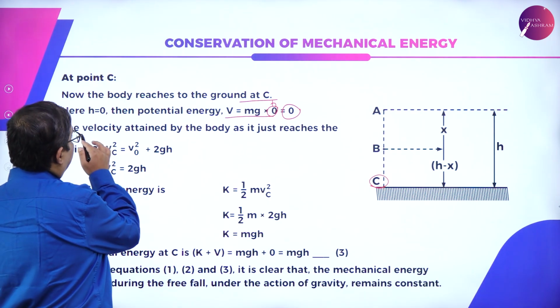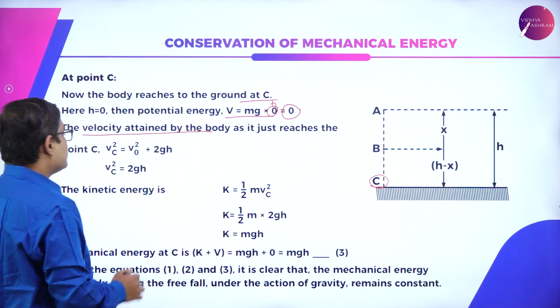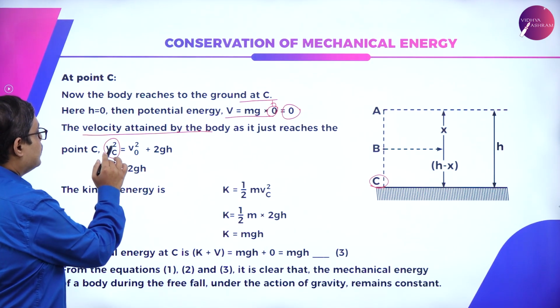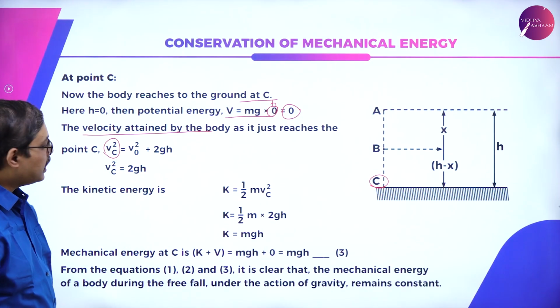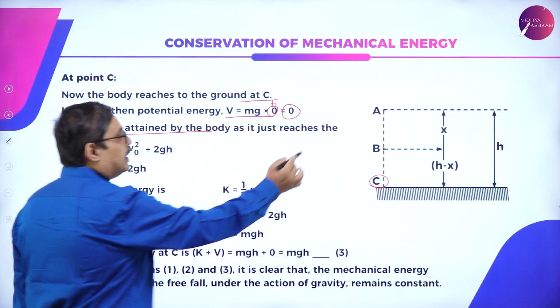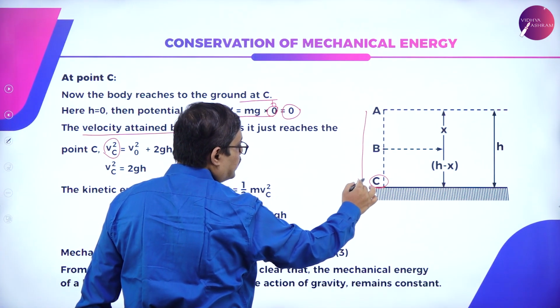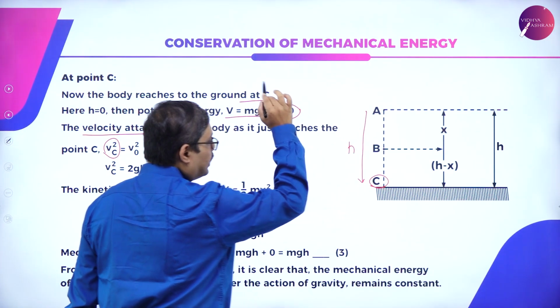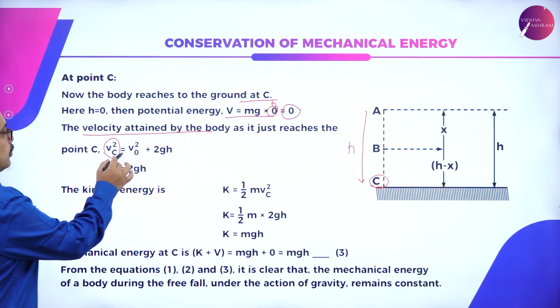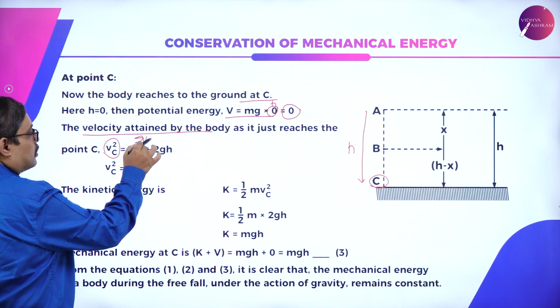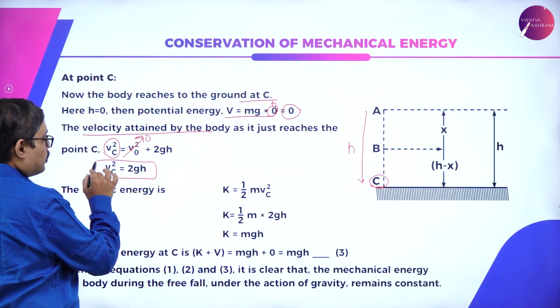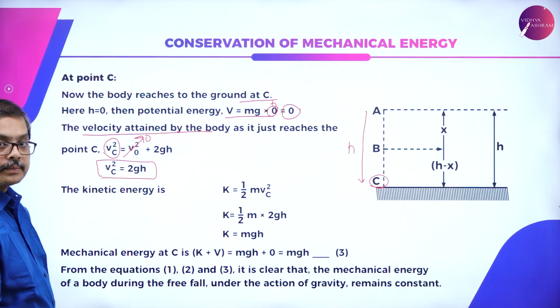The velocity attained by the body when it reaches point C, let it be Vc. So Vc square equals V naught square plus 2gh. It has fallen down from A to C, so the total distance is h. We know that initial velocity was 0. So I am left with Vc square equals 2gh.